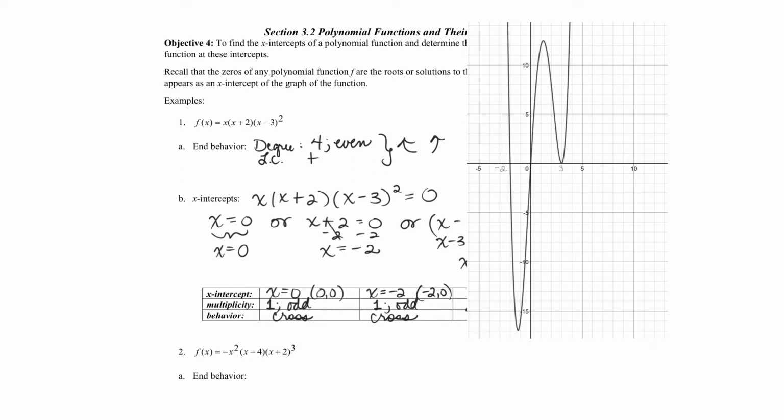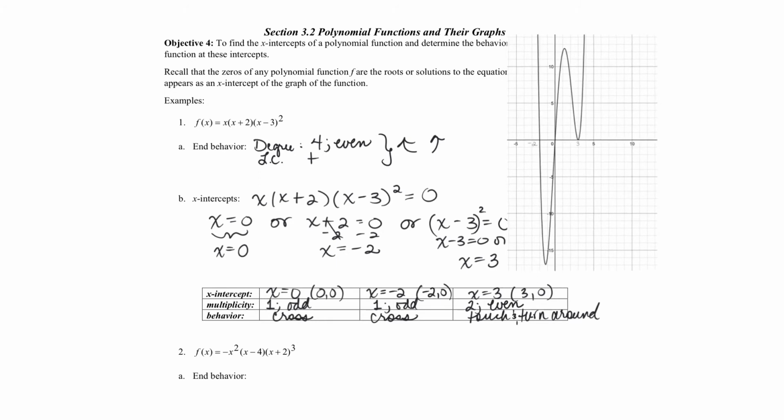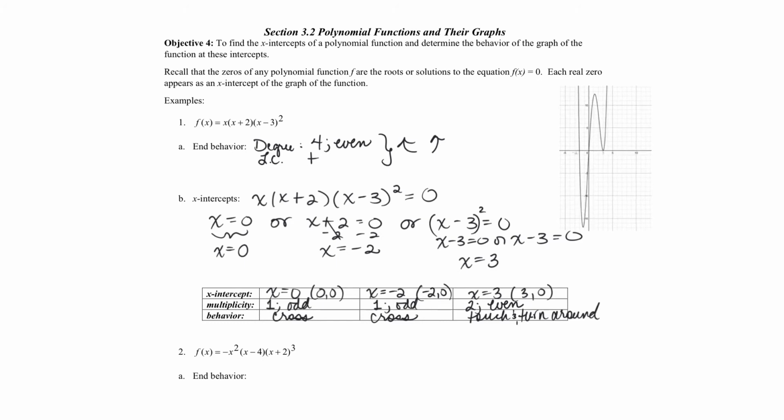And if I use either my graphing calculator or Desmos to graph this particular function, I see exactly what we found, right? So, let me make this a little smaller here. So we said that it will rise to the left, right? It's going to rise left and rise right. We do see that. We see 3 x-intercepts at -2, 0, and 3. At x equals 0, it crosses. At x equals -2, it crosses. And at x equals 3, it touches and turns around, right? But we didn't need to have the graph in order to know that that was going to be the end behavior and the behavior of the graph at the x-intercepts.